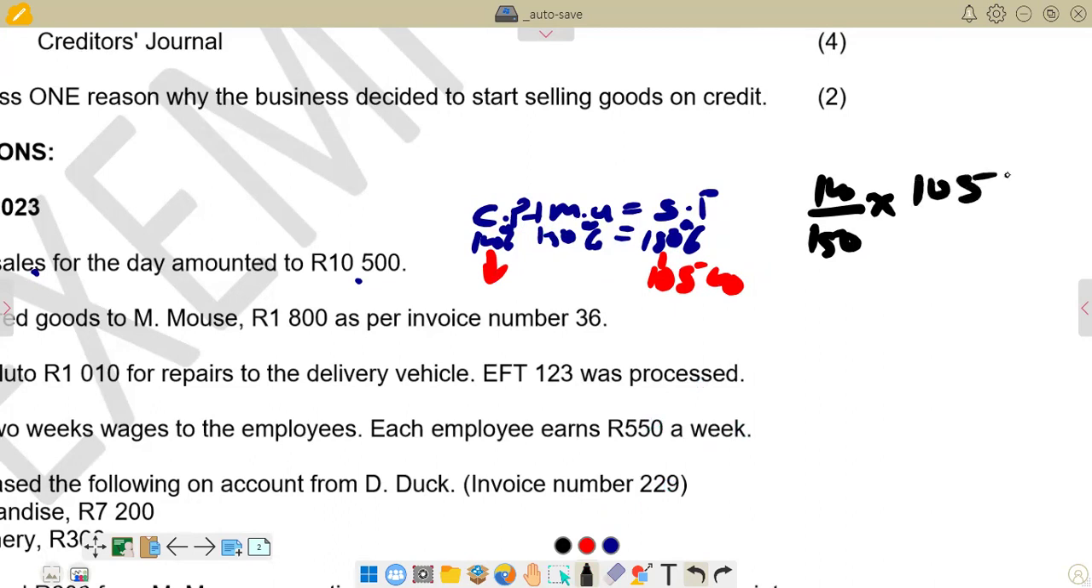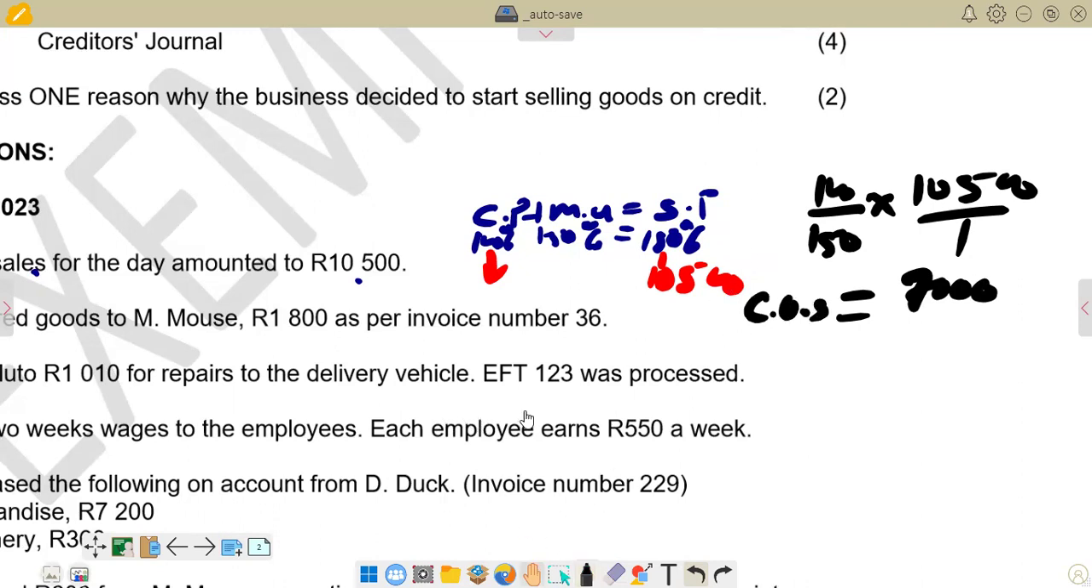So this is what we have. Calculate that. Remember 10,500 here. If you multiply correctly, you're going to get your 7,000. So it means 7,000 is now your cost of sales. We are just going to enter it as such in the cash receipts column.